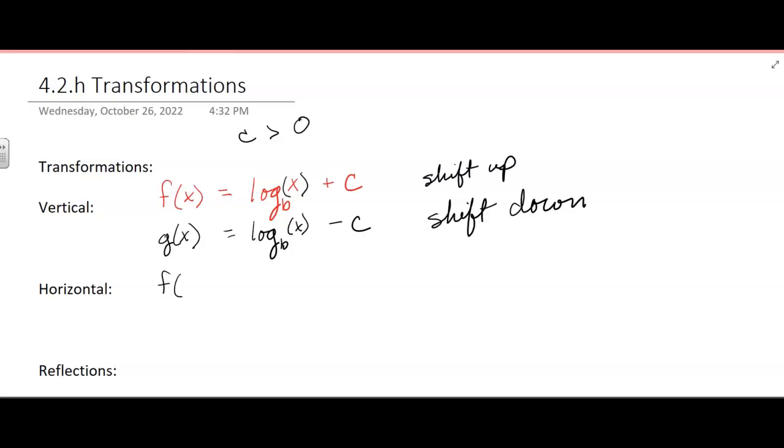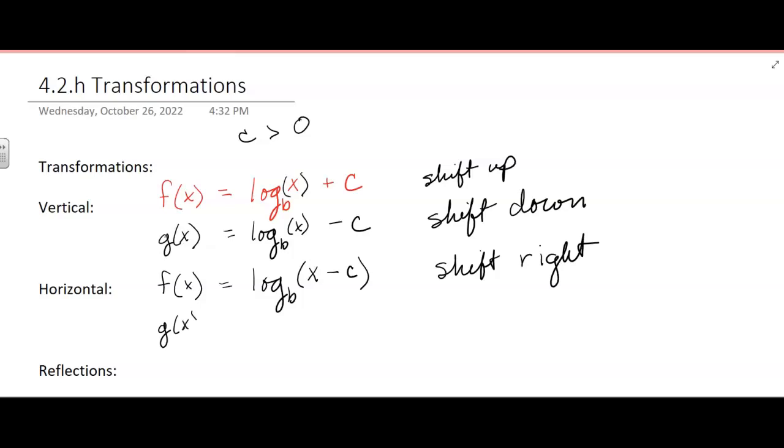So if we wanted to shift to the right, it would look like log base b, and then it would be x minus c in parentheses like that. It would be part of the argument, part of what you're taking the logarithm of. That would be a shift to the right. And then if you had g of x equals log base b of x plus c, again, it's inside the parentheses, it's in the argument, then that would be a shift to the left.